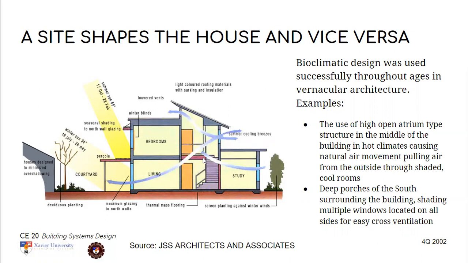The use of high open atrium structure, such as in this picture, prevents hot weather or hot air, which can cause warming in the rooms. Deep porches of the south, as you notice here, you install courtyards and pergola to break the heat of the sun. Although we need the sun for passive lighting, we also need to control its heat by using seasonal shading and glazing of the windows. You will find this handy when you want to orient your house and when you want to choose proper design that's fit for the Philippines.